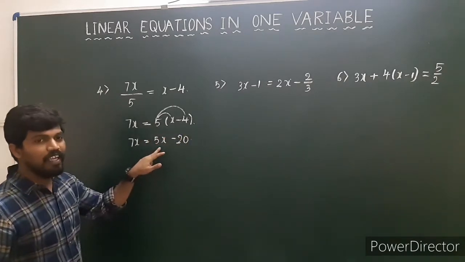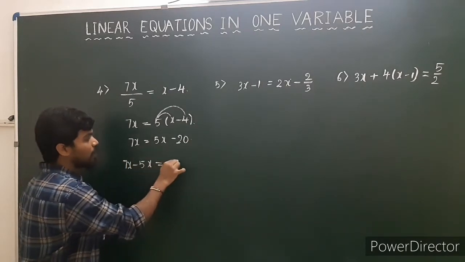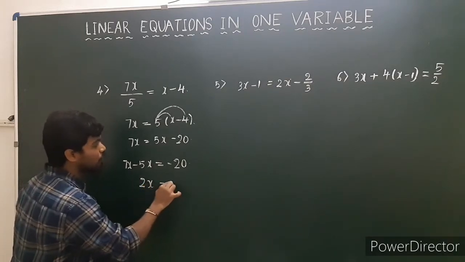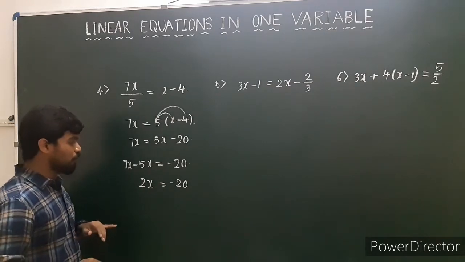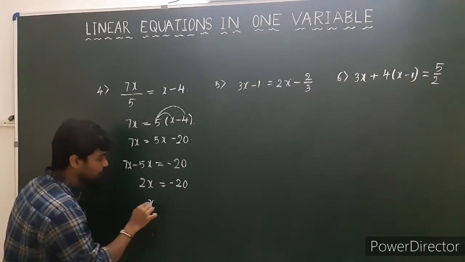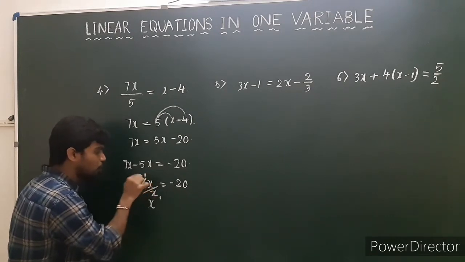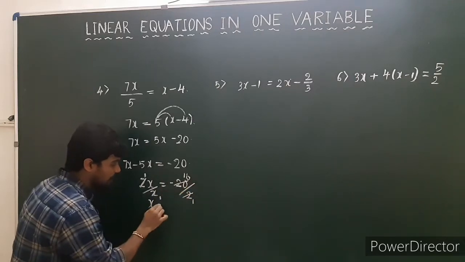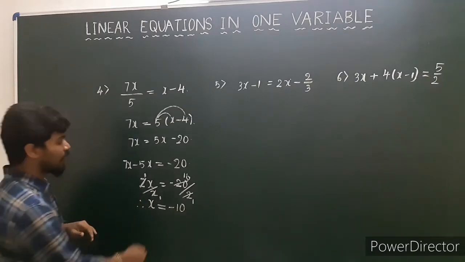So transpose 5x to LHS. You get 7x minus 5x equal to minus 20. So you get 2x equal to minus 20. So divide by 2 on both sides of the equation, you get x. So when it is divided by 2, you get x, 2 ones are 2, and here also you divide, 2 tens are 20. So x is equal to minus 10. Therefore x is equal to minus 10.